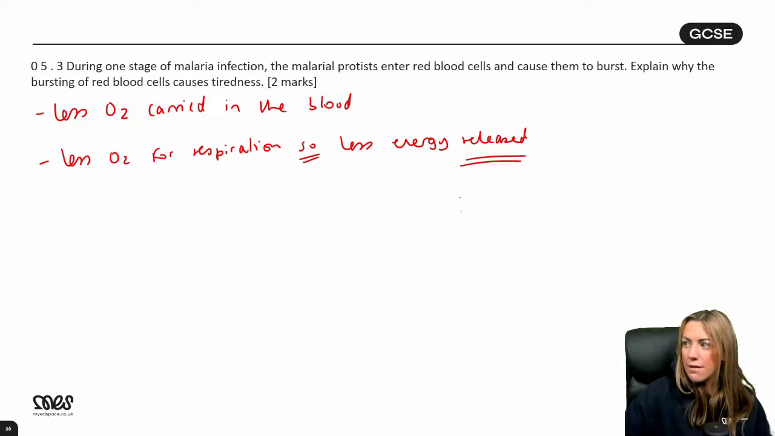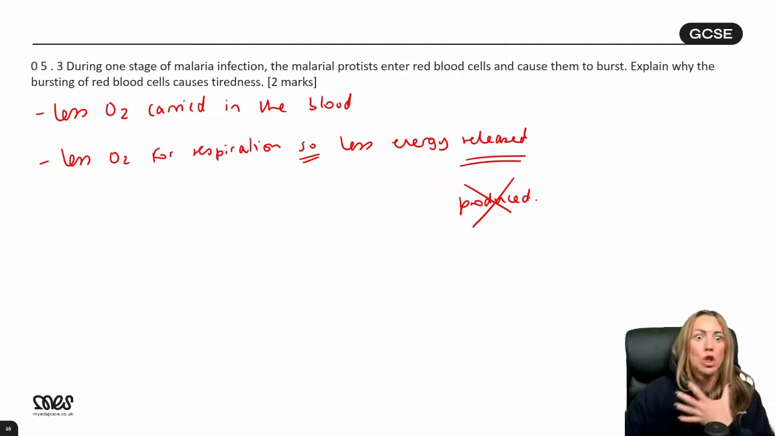Be really careful not to say produced. Energy cannot be produced. That's the fundamental law of energy conservation. Energy cannot be created or destroyed. So we should never, ever in biology GCSE be saying energy is made or energy is produced, okay? What we say is that respiration releases energy.